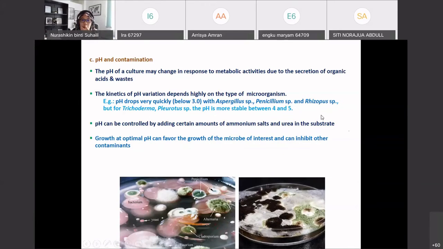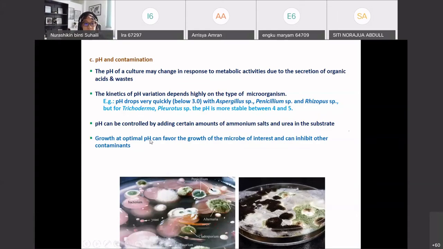But I think you have to know first what the trend of your culture is like. Is the pH going to be reduced or is it going to be increased? That's the thing you have to figure out first before you decide to add a certain amount of things in order to control it. Okay, so that is pH.